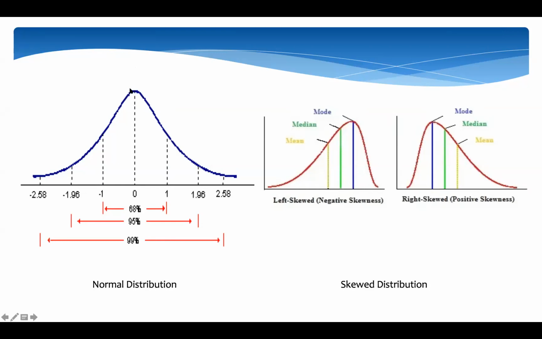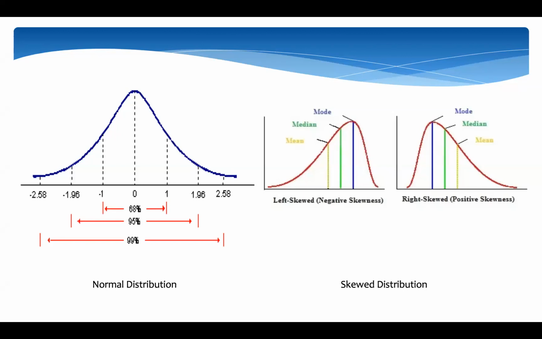On the right side, if you see, it's a skewed distribution. Some of the data is too much on the right side, so it's negatively skewed, and when most of the data is on the left side, it is positively skewed. But here, if you see, the mean is in the middle, the median is in a different place, the mode is in a different place. So it is not a normal distribution, right?